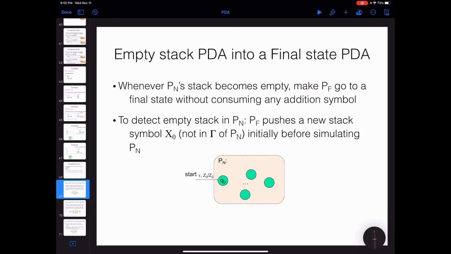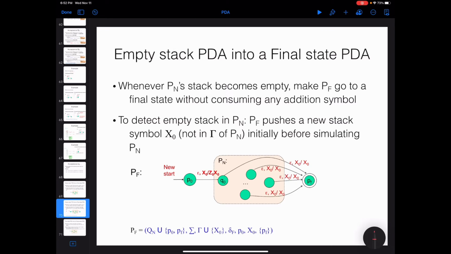I'm going to add a new token. Be careful, this token shouldn't be in the alphabet of the stack. I'm going to add a new token and consider it as the initial token of the stack in the new pushdown automata that I'm going to create. Okay, so this is going to be a new pushdown automata.